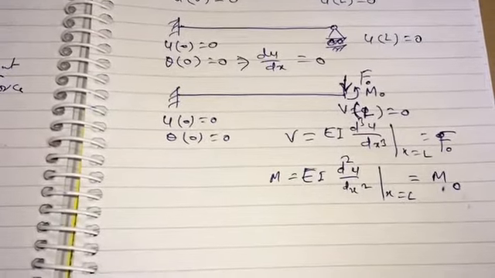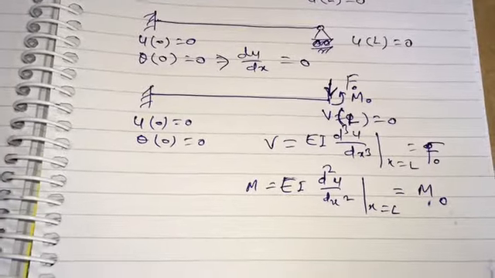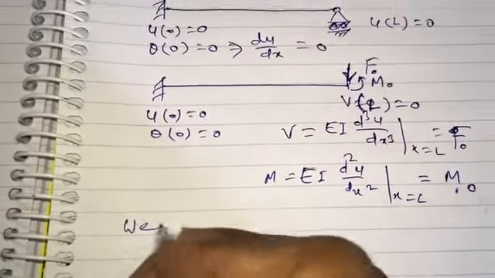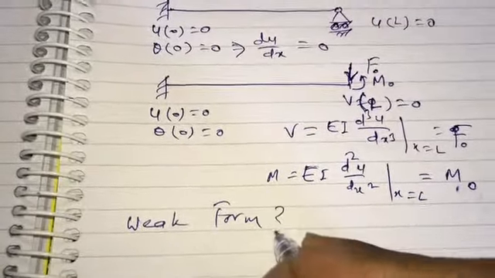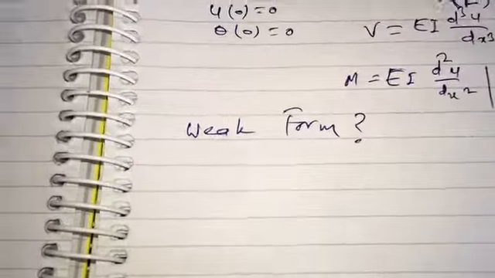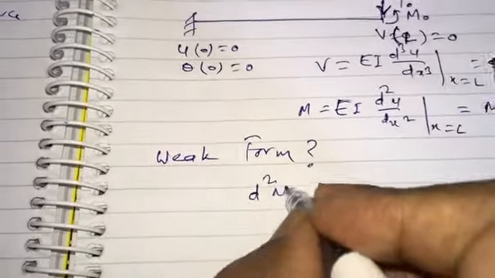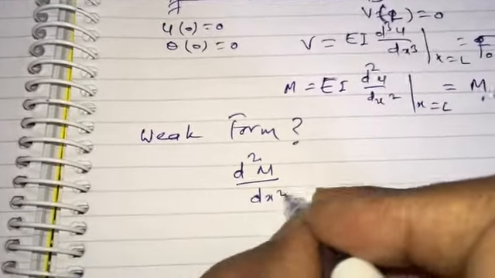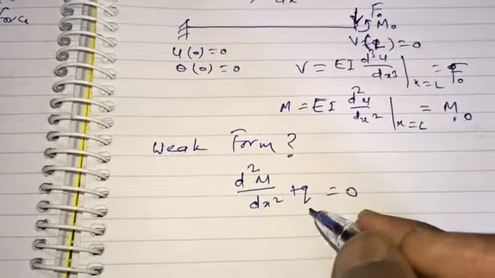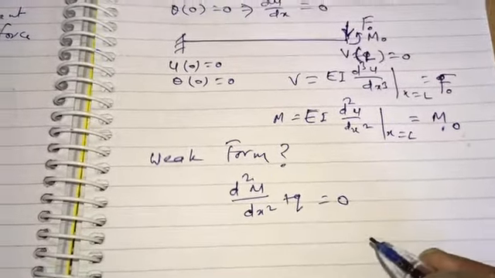Now, once we know the strong form, the next thing will be to get the weak form. So what is the weak form that we want to find out? As we have done always, we will start with the strong form. What is the strong form? The strong form is d squared M over dx squared plus q equal to 0, where M is the bending moment and q is the distributed load on the beam.